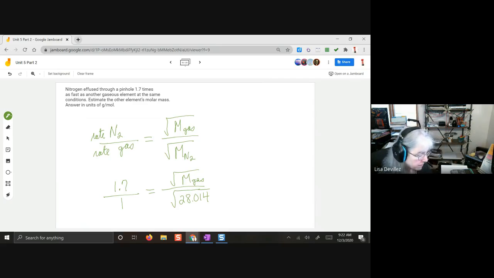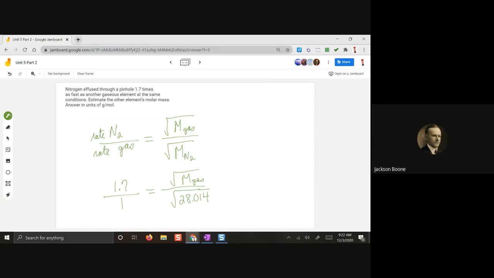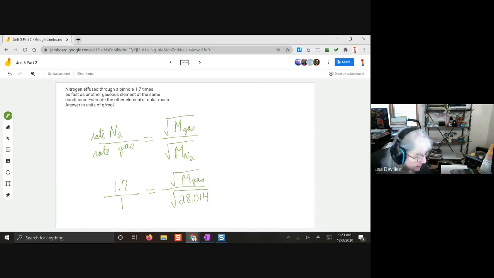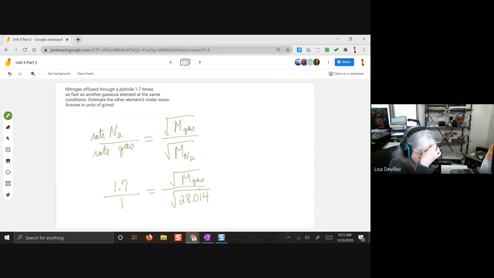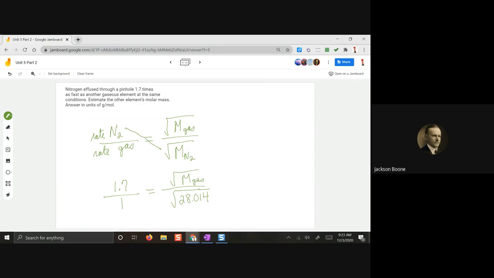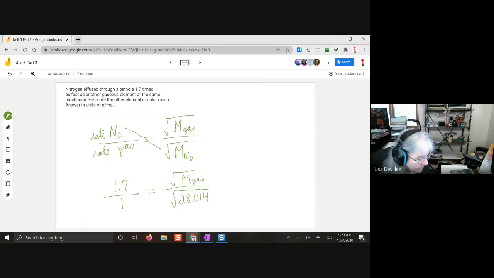Okay, and just so I'm following, we put the rate of the nitrogen on top because it's 1.7 times faster. Yes. But then we have to take the inverse in order to put it into our square root function. Yes, as long as the rate of the nitrogen is across from the square root of its molar mass. Okay. And then down there on the problem, we would multiply by the square root of 28.014 and then square that number to get our solution. Yes. Okay. Thank you.